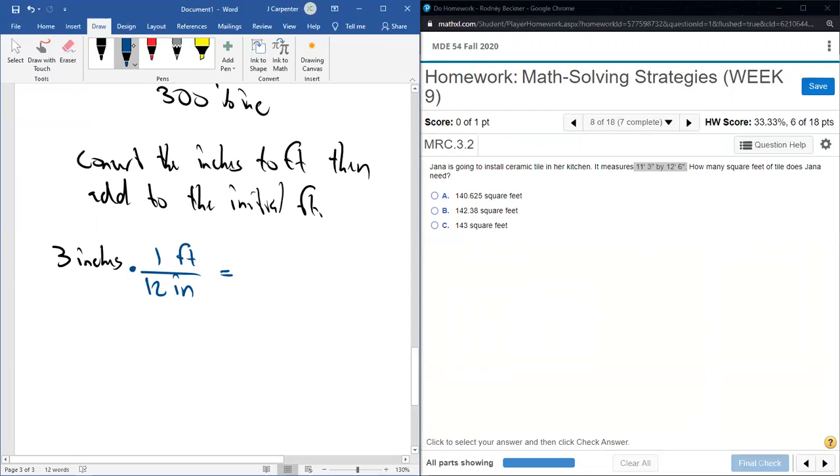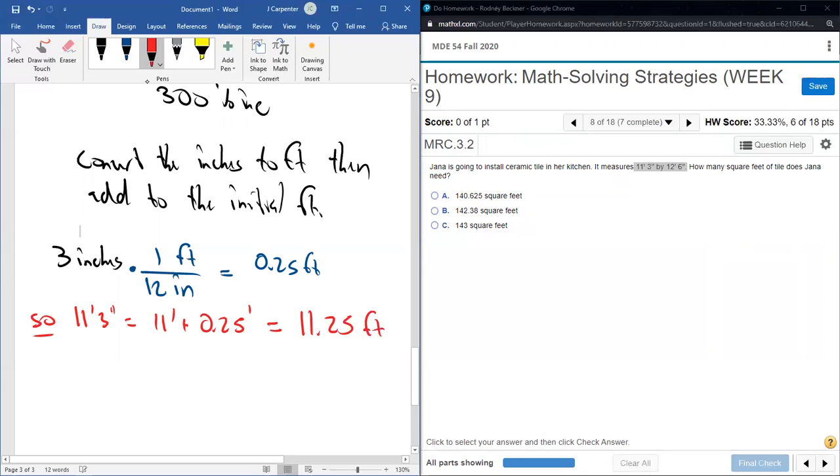3 and 12 we're going to reduce to a fourth. If you do the division, 3 divided by 12 is 0.25. Either way, you get 0.25 feet. So 11 foot 3 inches is really 11 feet plus 0.25 feet, and that is the symbol for feet. If you prefer to write the actual FT, go with it. So that would be 11.25 feet. So the 11 foot 3 inches is 11 1/4 foot.